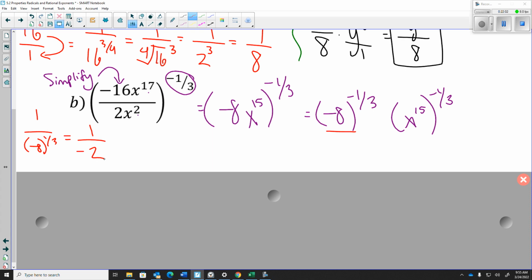All right, let's look at the next piece. This one, x to the 15 to the negative 1/3. Again, negative exponent, so let's flip it. It's 1 over x to the 15 to the positive 1/3 now. Power raised to another power means what? Multiply them. 15 times 1/3.